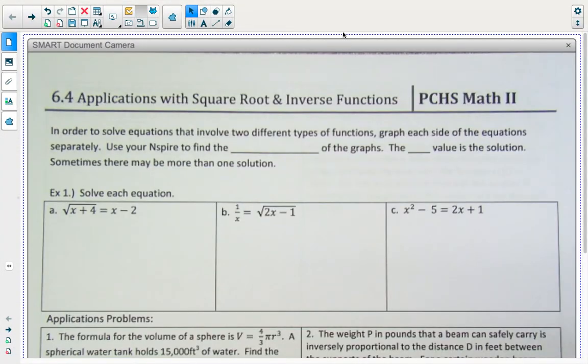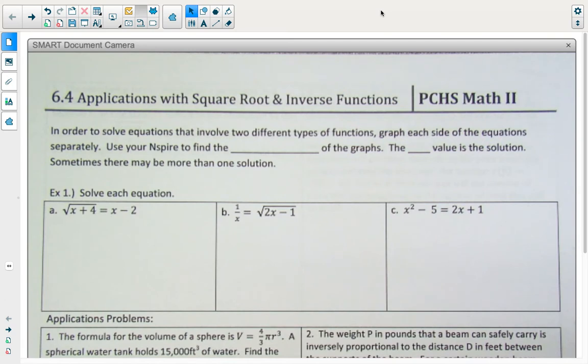Hey everybody. Today we're going to wrap up our unit on square roots and inverse functions. We'll review and then you'll have your last test. So let's go ahead and jump into things. I'm going to be using Desmos a lot today.